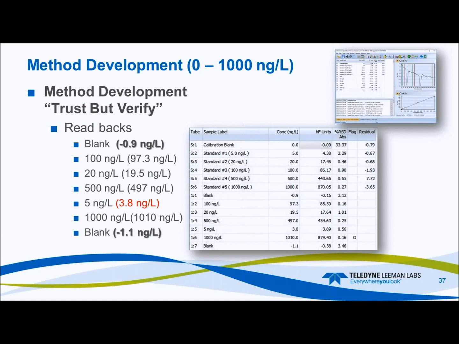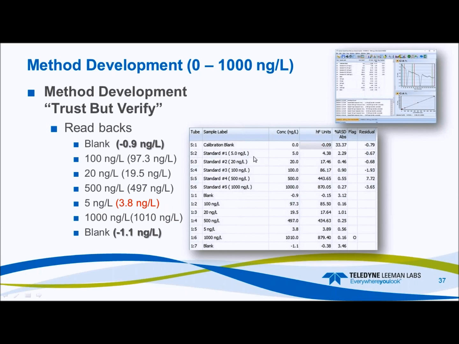So now I'm going to read the readbacks, and what I do is I like to mix them up a little bit, because if you mix them up, not in the order they were calibrated, but just kind of randomly put them in there, it'll tell you more about the method. So I ran the blank, and then 100, 20, 500, 5, 1,000. And then I put the blank in at the end. And this will talk to me about the carryover and so forth within the system.